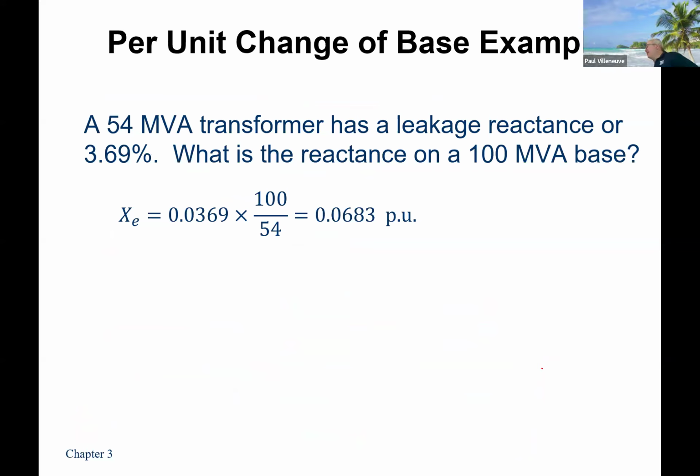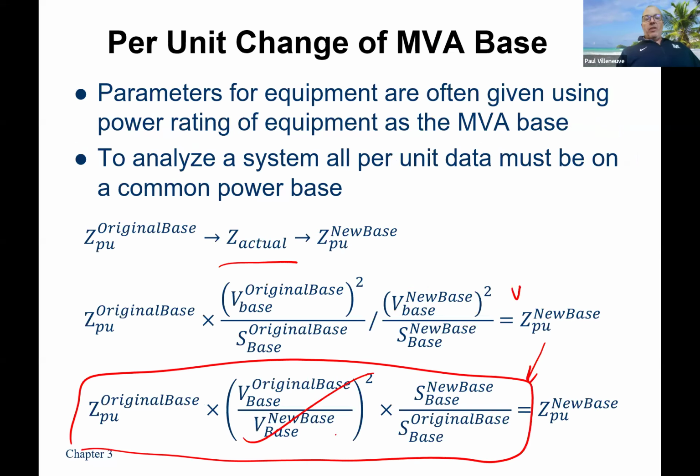If you have a leakage reactance, which is just the value of X in our equivalent circuit, so that would be your transformer, right? Without any resistors. So that's our transformer. You can convert 3.69, which is on a 54 MVA base. So the transformer is 54 MVA. I want to convert that to 100 MVA base. So I'm going to use this equation here. I don't know the voltages, so I can't use that.